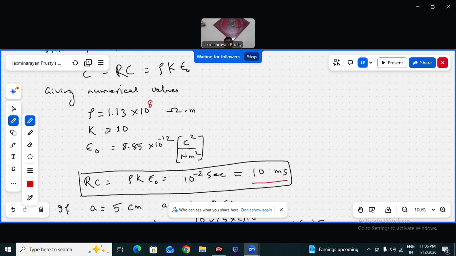Multiply, I make this 8. That's the numerical application of this. So 1.13 into 8.85 is 10. 10 into 10, 100. 100 into 10 to the power 8 into 10 to the power minus 12. So that is 10 to the power minus 2 seconds.